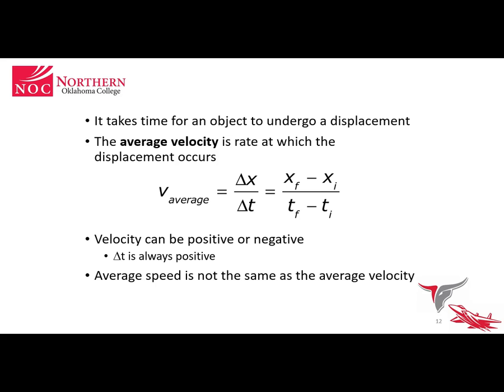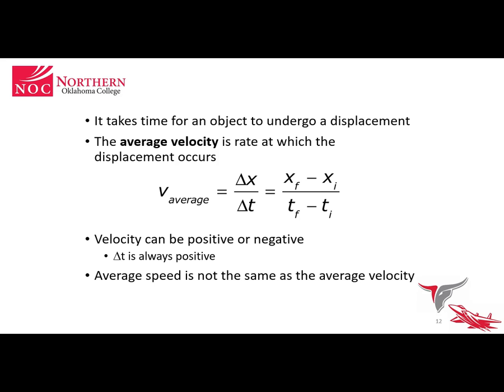All right. So it takes objects a time to undergo a displacement. Well, we could do it instantaneously, but we don't have a teleporter yet. So we can look at an average velocity. Average velocity looks at our final spot and our initial spot divided by the time. We're looking at a change in displacement with respect to time.